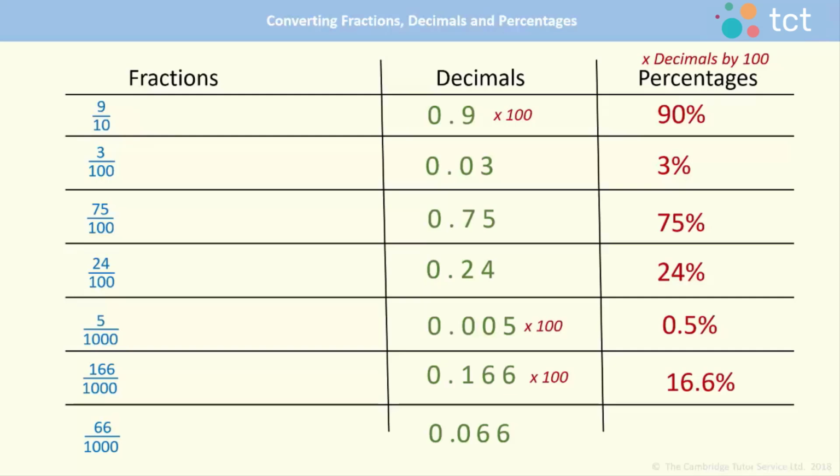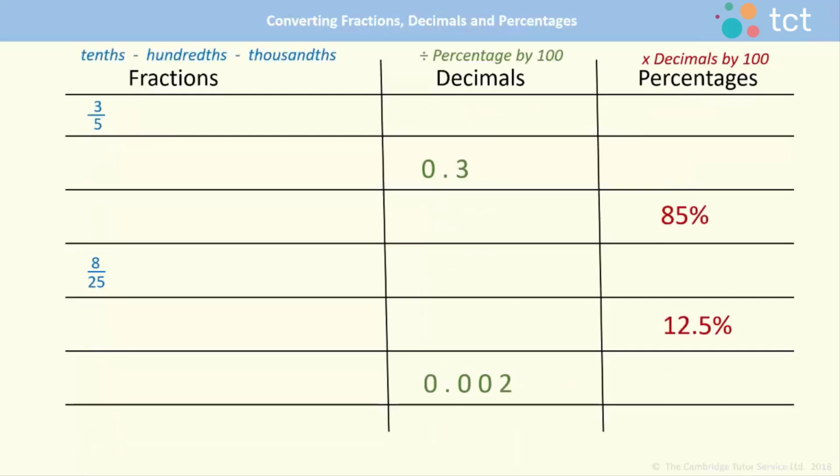And 66 over 1,000, if you're given the decimal, again, just multiply that by 100 to get 6.6%. If you were given the fraction, sometimes the easiest thing to do is to convert it into a decimal and then multiply it by 100. There's a chart here. We've got two fractions to be converted to decimals and percentages, two decimals to be converted to fractions and percentages, and two percentages to be converted to fractions and decimals. If you want to pause the video and have a go, see how you get on.